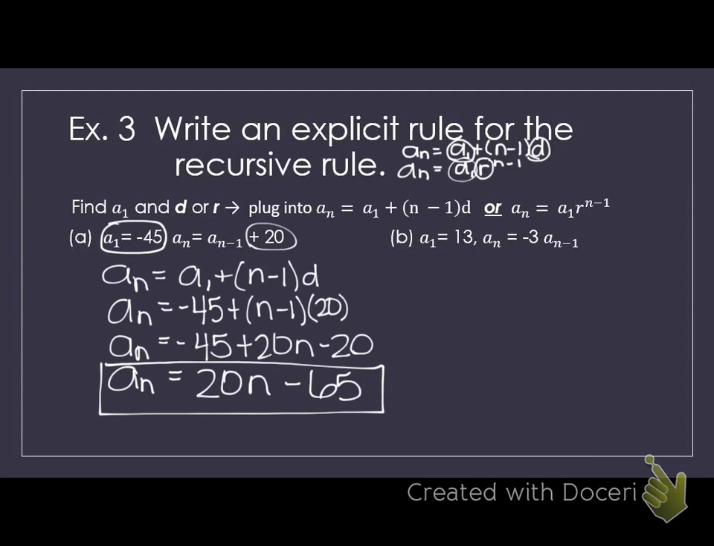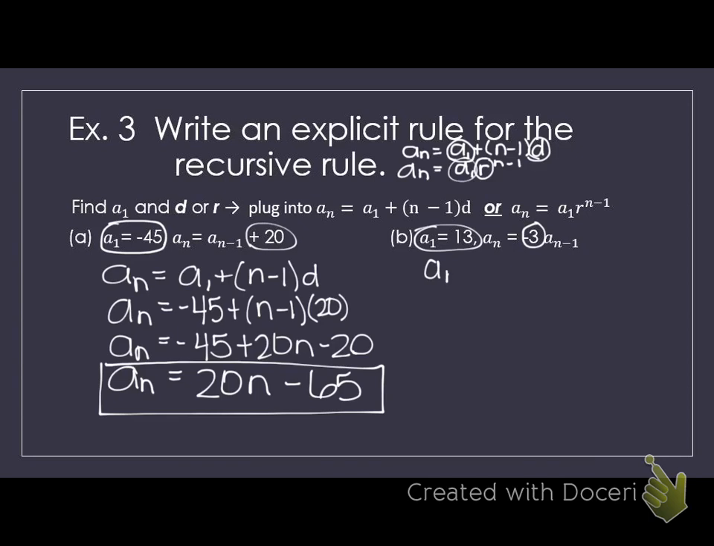Now look at letter B. Do we know the first term? Yes, it's right here. A sub 1 equals 13. Okay? Blake, we've only got one number in the recursive rule. What is it? And is it a common ratio or a common difference? It's negative 3. Is it a ratio or is it a difference? It's a ratio. We know that because they are multiplying it, right?